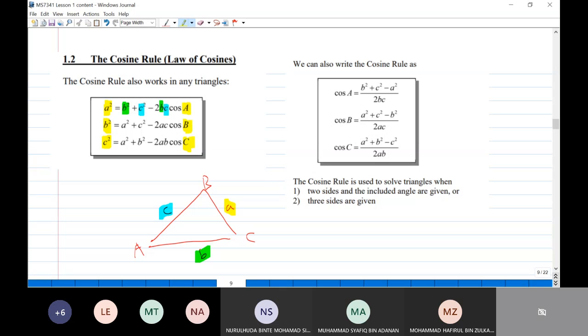Now, this is for you to find the side. This is for you to find the side here.